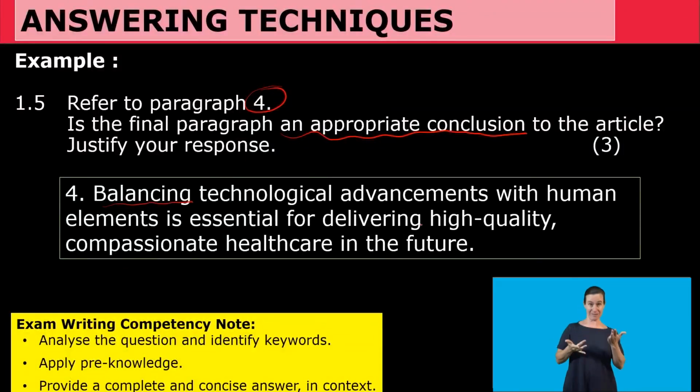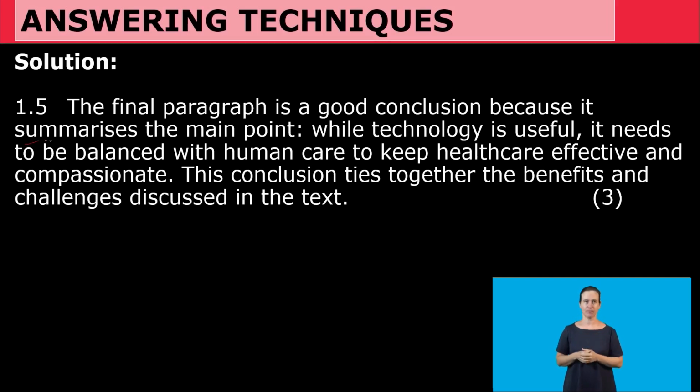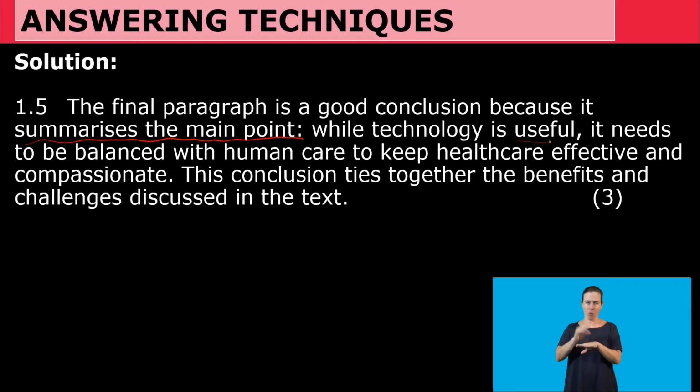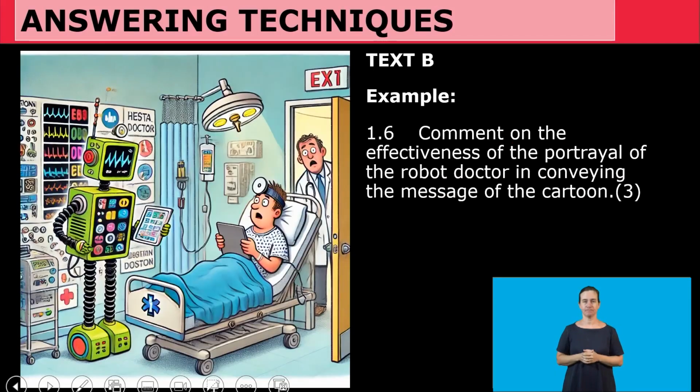Here is the conclusion. It talks about balancing advancements and human elements in providing healthcare. So you can always use something like it summarizes the main point, but that won't be enough. Of course, you have to give a detailed answer. So while technology is useful, it needs to be balanced with human care as well. And this conclusion ties together the benefits and the challenges. That's a great way to answer the question that asks about the conclusion.